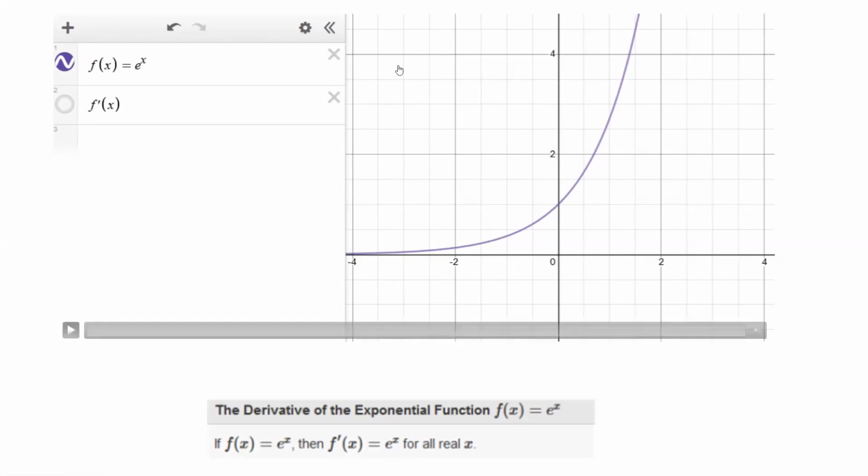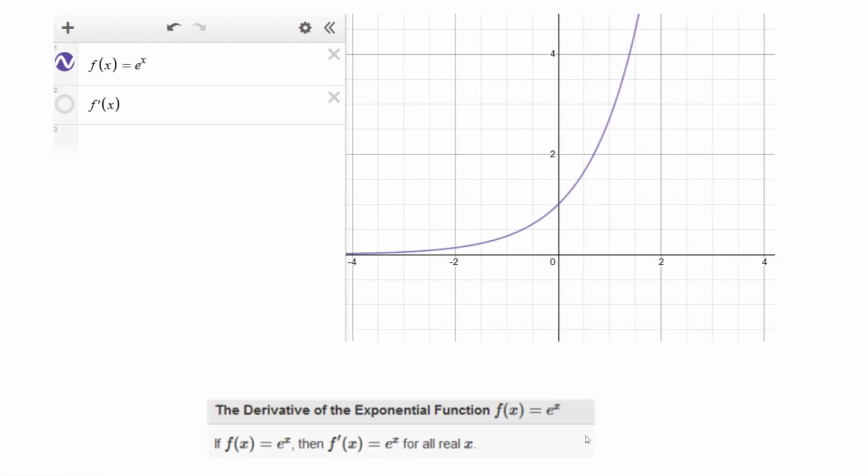All right, so there you go. This is probably the easiest derivative to remember. If the original function is e to the x, then the derivative function of the e to the x function is e to the x. Okay, let's move on.